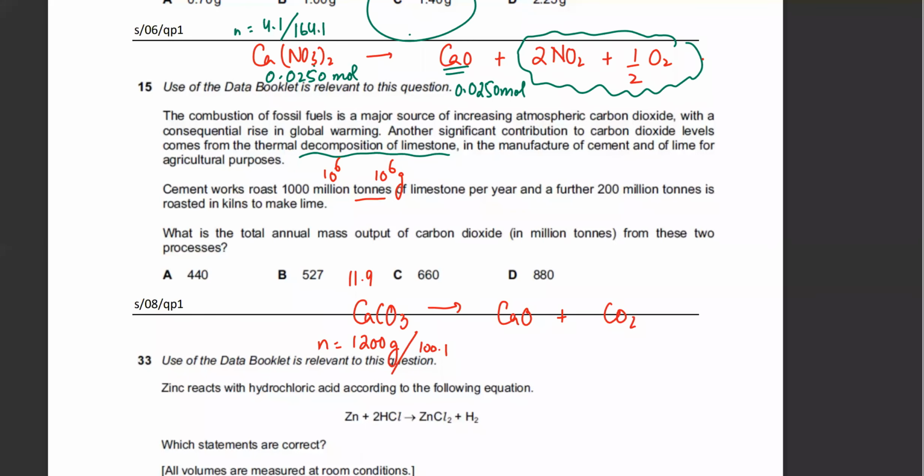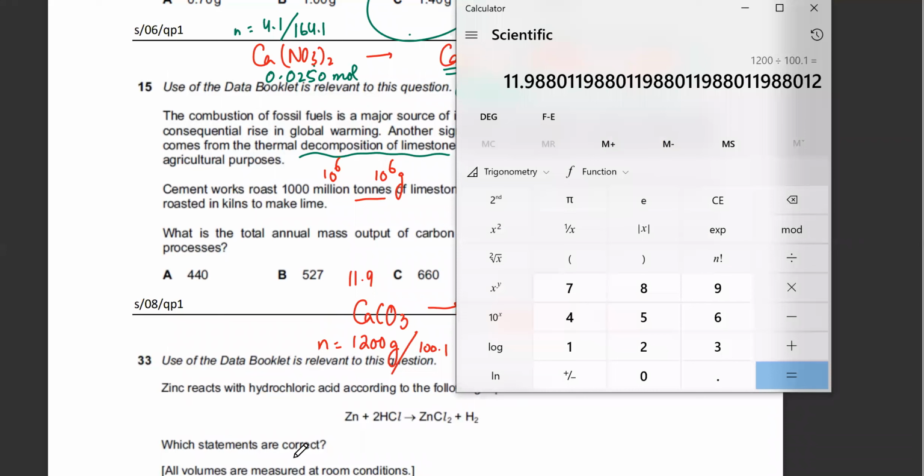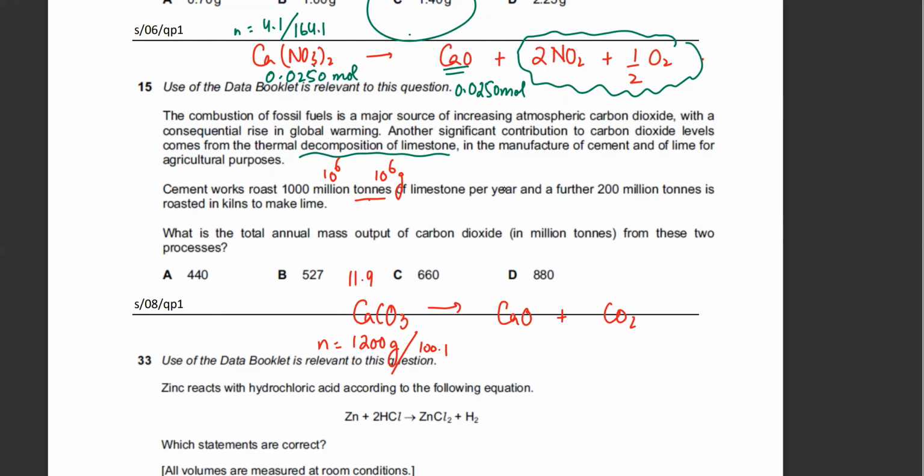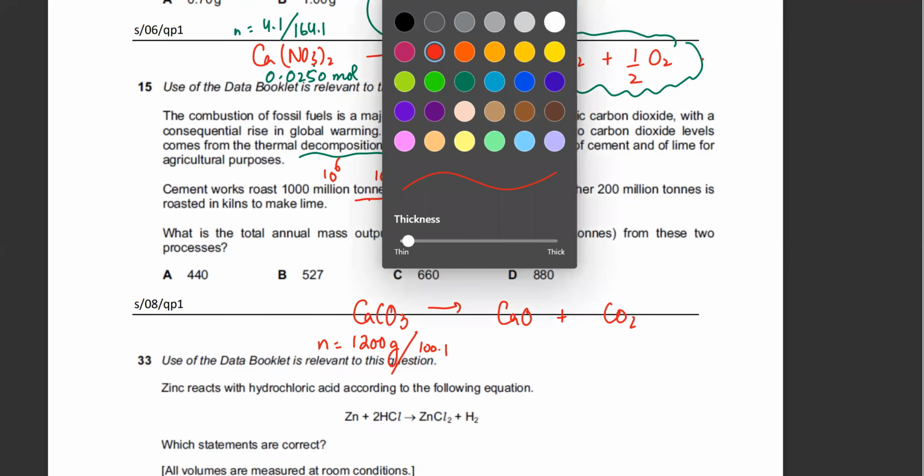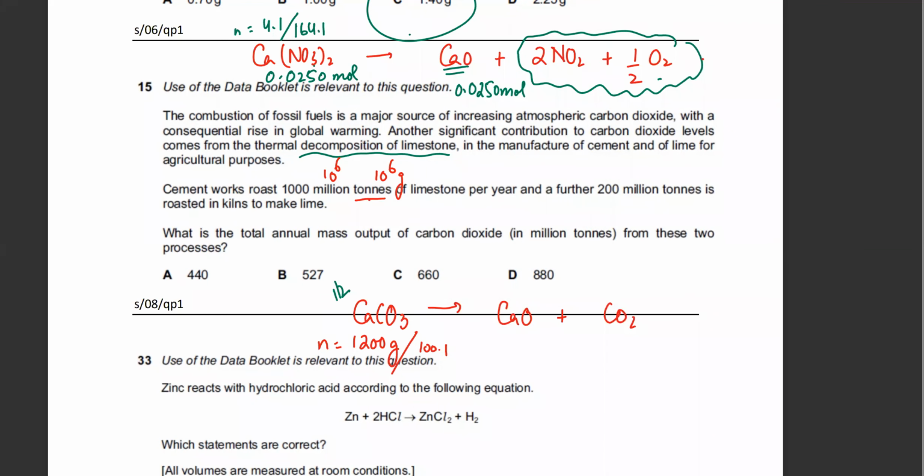Rounded to 3 significant figures, it's going to be 12.0 moles. Anyways, this comes out to be 12.0 moles. The ratio is 1:1, so carbon dioxide moles would be exactly the same, 12.0 moles.